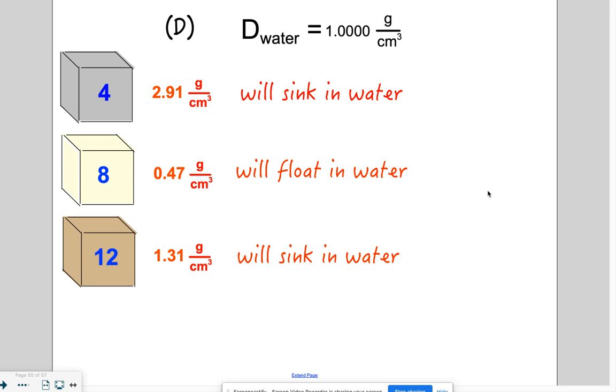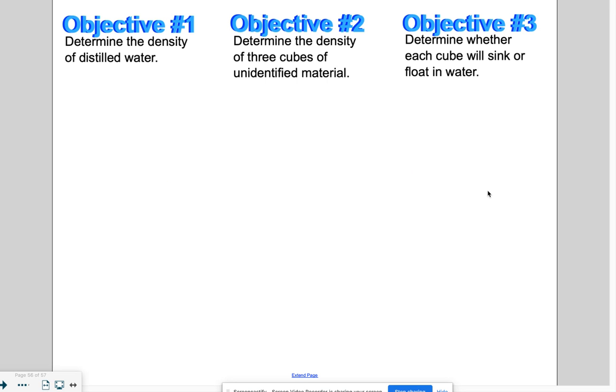If we had a huge column of water, it would be interesting to see, and maybe we should do this experimentally someday in class and have fun with it. We should see, would block number 4 sink faster than block number 12? That would be cool to check out. And maybe we'll do that one day.